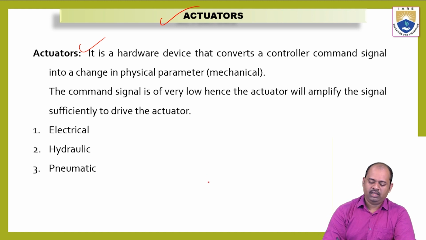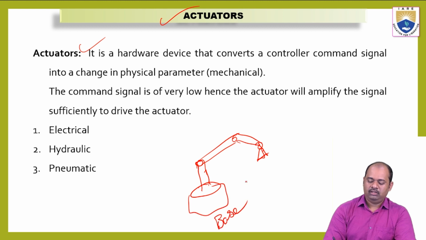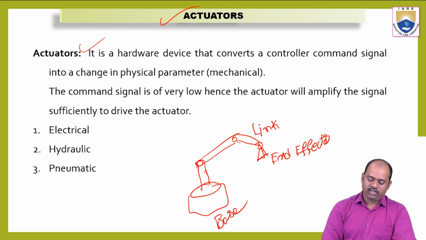The robot will have a base. Now this is a robot and these are robotic arms, and they are connected with the help of joints. This is the robotic base. These are links and the end one is the end effector. So these are some of the parts of a robot. We will see them in detail in the coming classes.